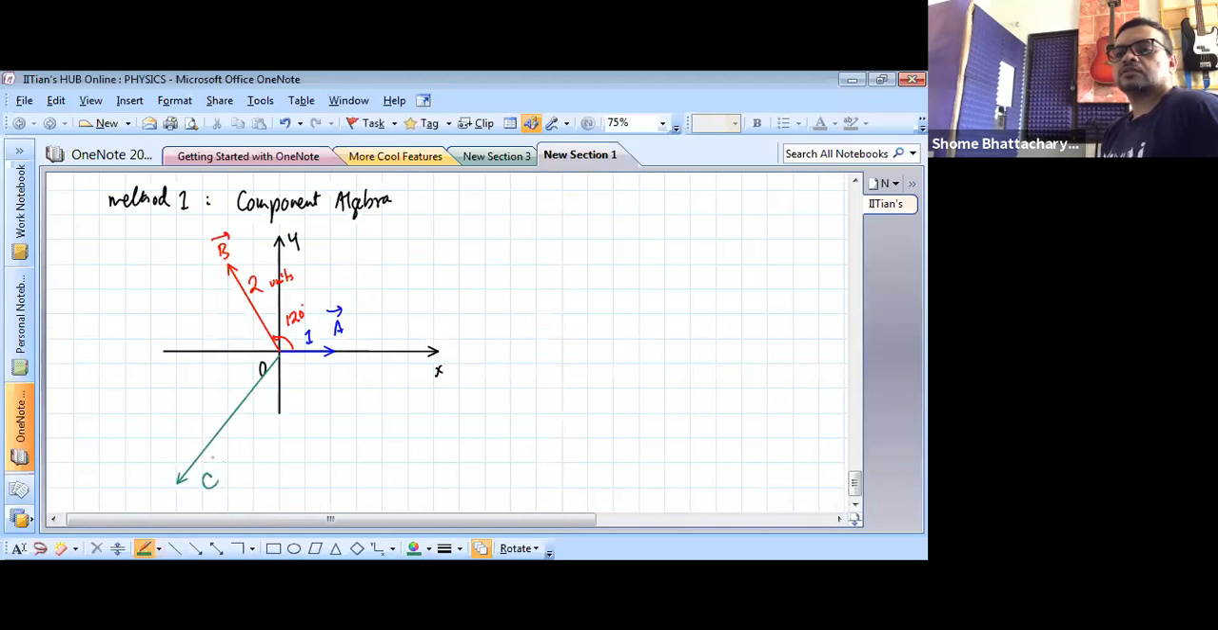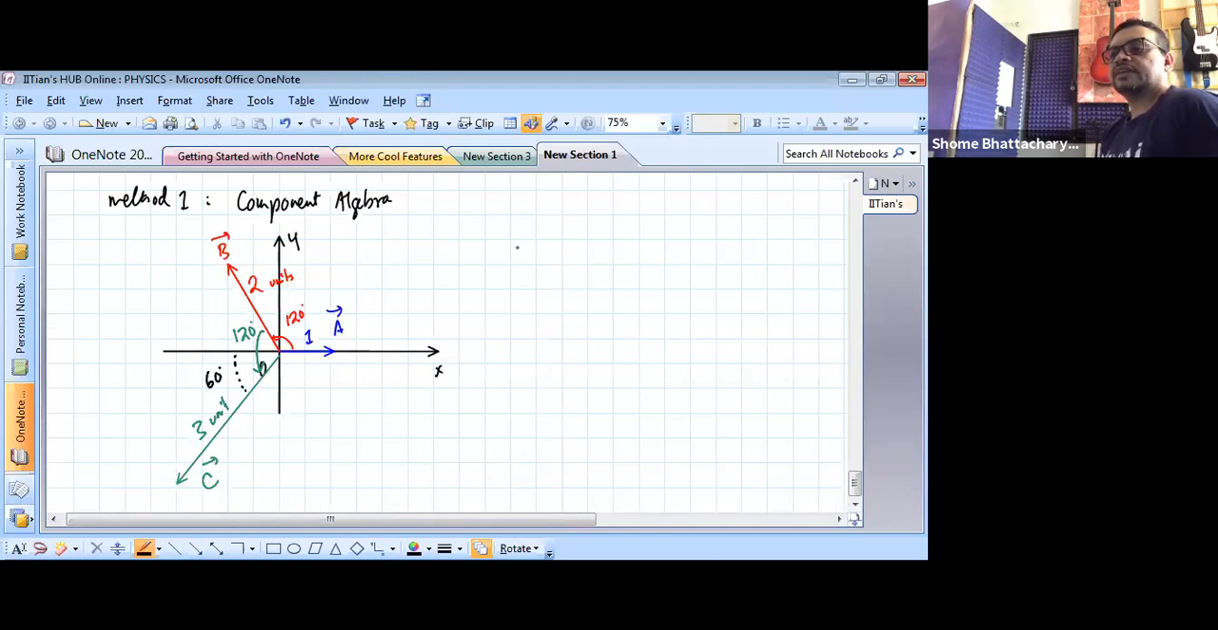And its magnitude will be 3 units. More importantly, this angle will be 120, which also means that you can figure out that this angle here will be 60.